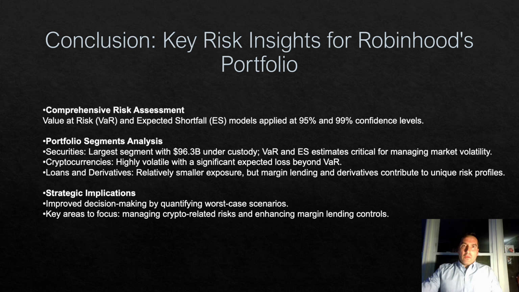For cryptocurrencies, while the exposure is smaller in dollar terms, the volatility introduces significant tail risk. In the case of loans, Robinhood's margin lending introduces specific risk primarily driven by market movements and customer defaults. These insights provide strategic direction for enhancing Robinhood's risk resilience. Future action should emphasize stronger controls in cryptocurrency markets and more robust margin and lending policies. This will help the company better navigate potential market instability for the road ahead.